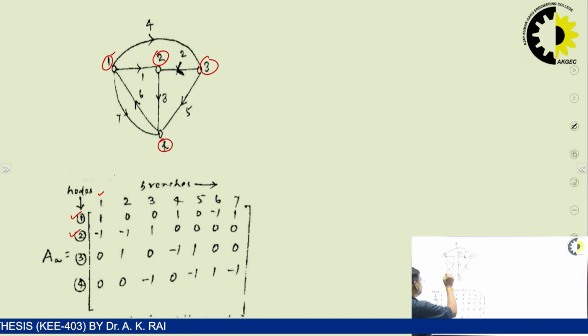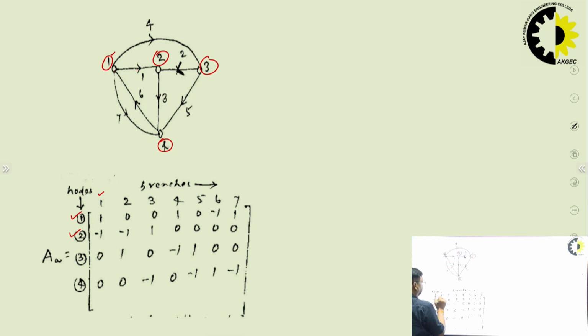So A11 will be 1 because this branch is away from this node. So it will be plus 1 for A11 and minus 1 for A21 because it is incident at node 2 and the orientation is towards node 2, so it is minus 1. This is minus 1 and this is 1.